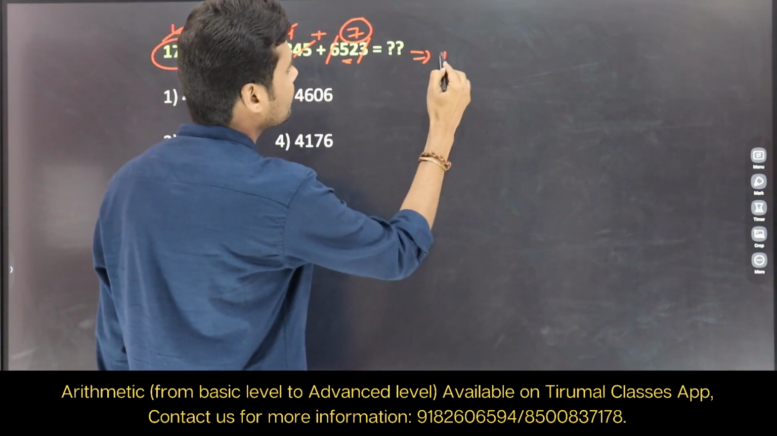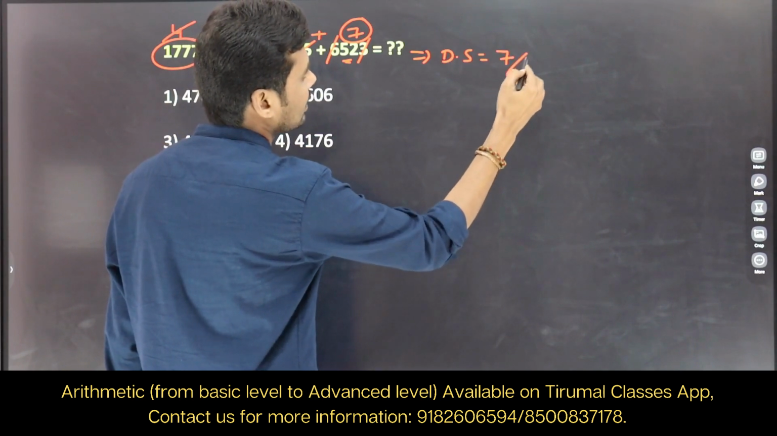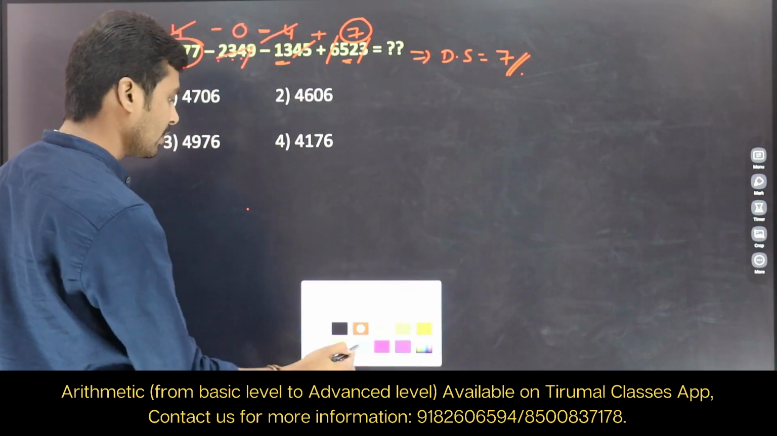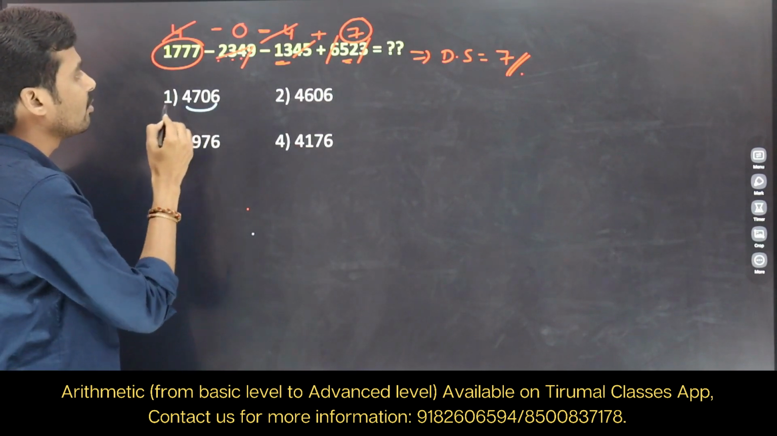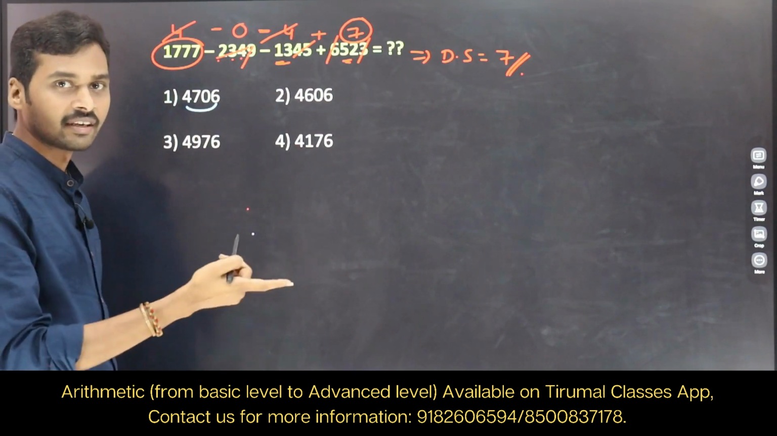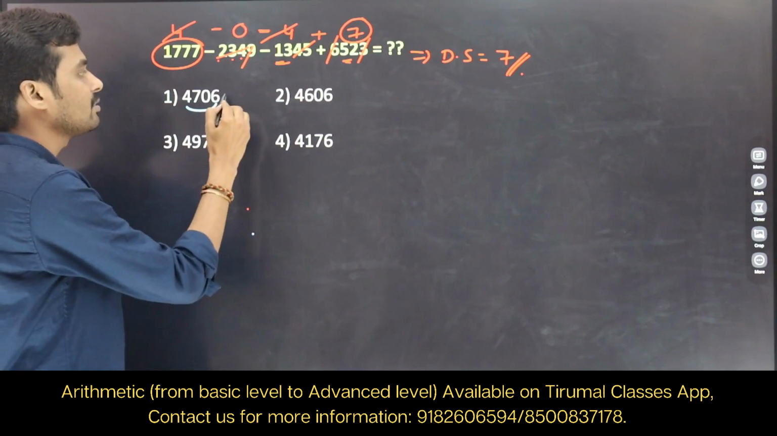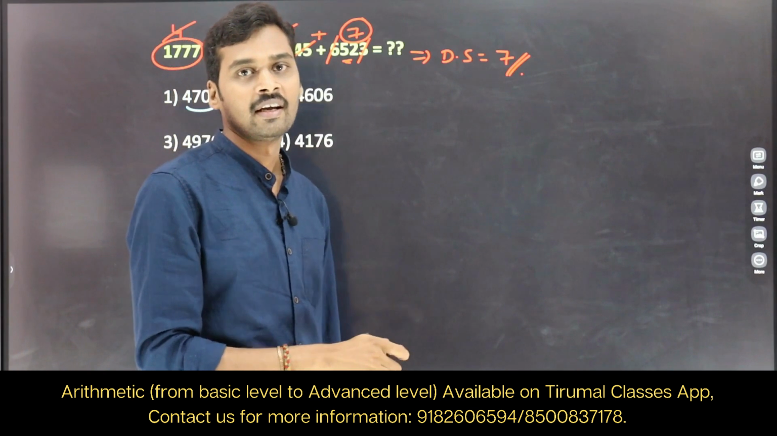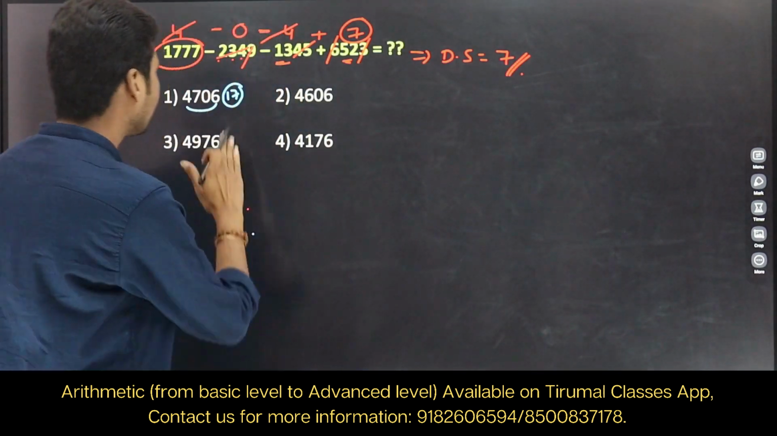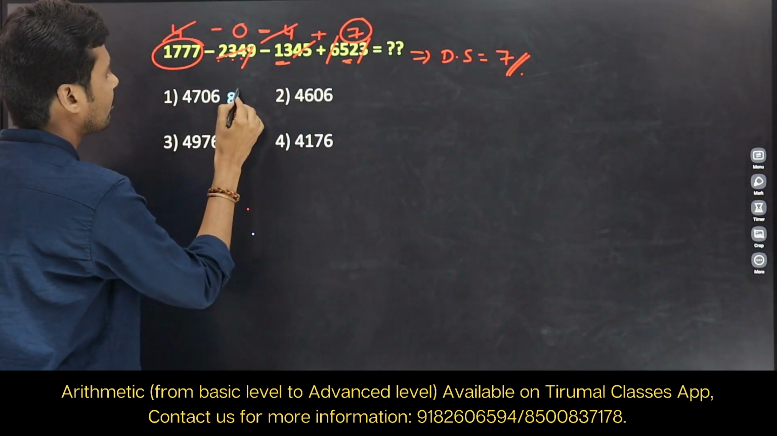So the final DS value is 7. And now I have to look for the options where I get the digit sum 7. If you take the first option, 6 plus 4 is 10. 10 plus 7 is what? 17. 17 means 1 plus 7 is what? Here I get the sum 17, but we require the single digit. So 1 plus 7 is equal to what? 8. So the digit sum of the first option is 8.